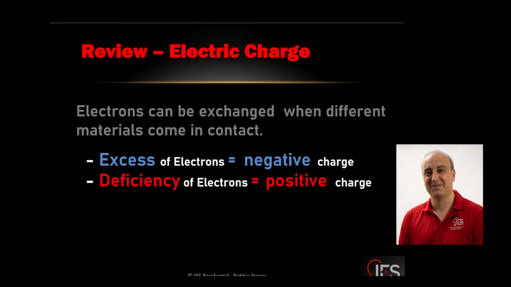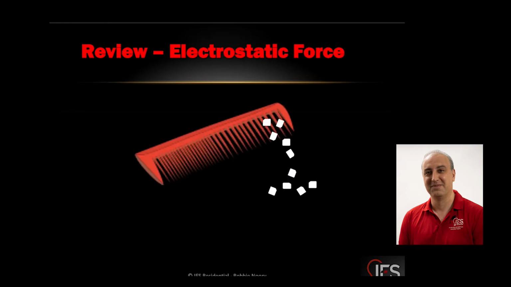We also talked about how when matter or different items come in contact, electrons can move from one to the other. When we build up an excess of electrons, then we have a negatively charged object. And when an item loses electrons, we have a positively charged object. And these were the two important rules that led into how we get work done with electricity.